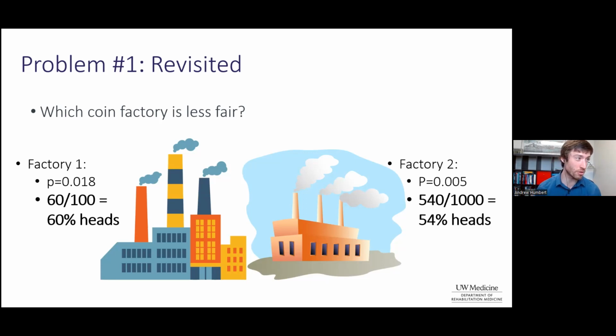We're able to say, okay, the p-value is a little larger for factory 1, but that effect size is also larger. Factory 2, we have a smaller effect size, but we also have a smaller p-value.